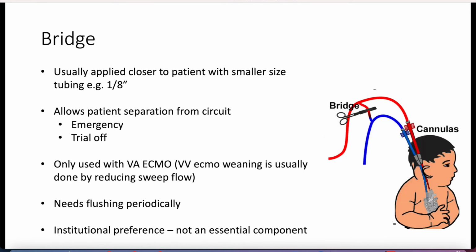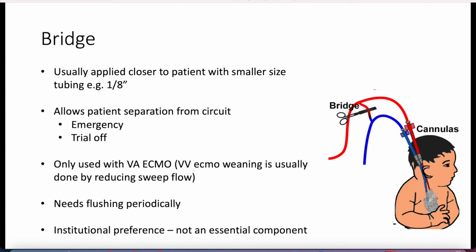A bridge is a connection between the return and the drainage limb, usually close to the patient. The bridge enables you to separate the patient from the circuit in an emergency. For example, in case of air entrainment, the patient could be separated by clamping the drainage and return line, and the blood could be circulated through the bridge to the venous side so that the air bubbles are trapped in the oxygenator.